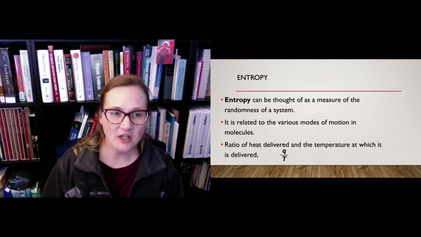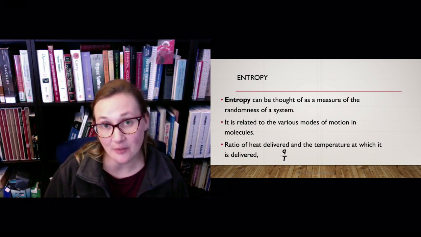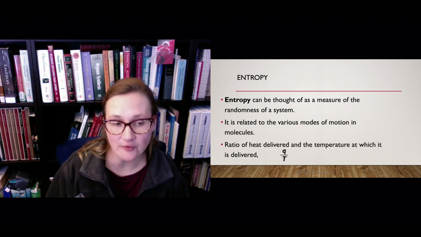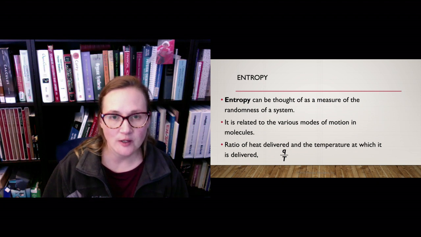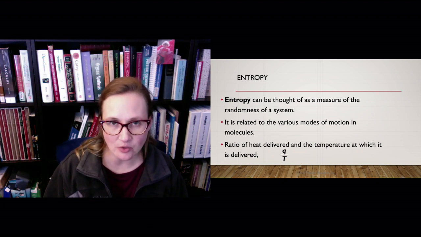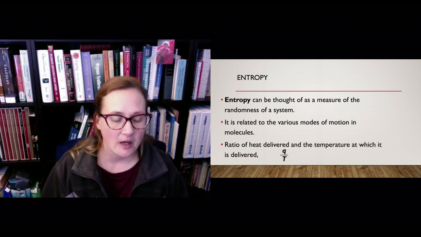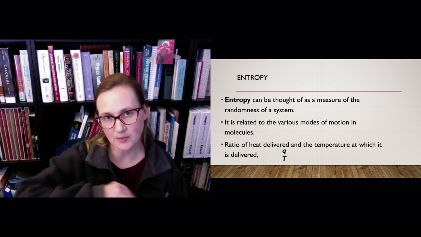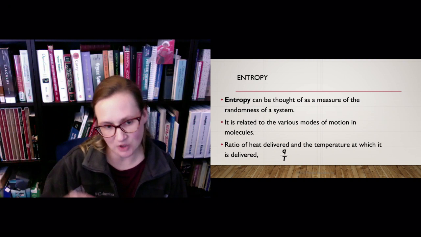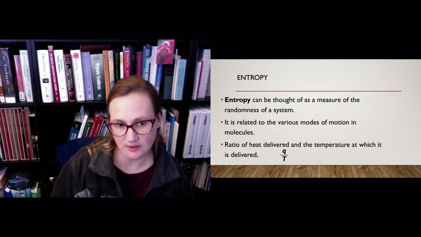All right, so we're going to think of entropy as a measure of randomness of a system. And we used the example of the dye mixing in water before. It really is related to the various modes of motion in molecules, so how many different states those molecules can make. And it's a measure of the heat at a certain temperature, so the dispersal of heat per temperature. So you can think of it as Q over T.